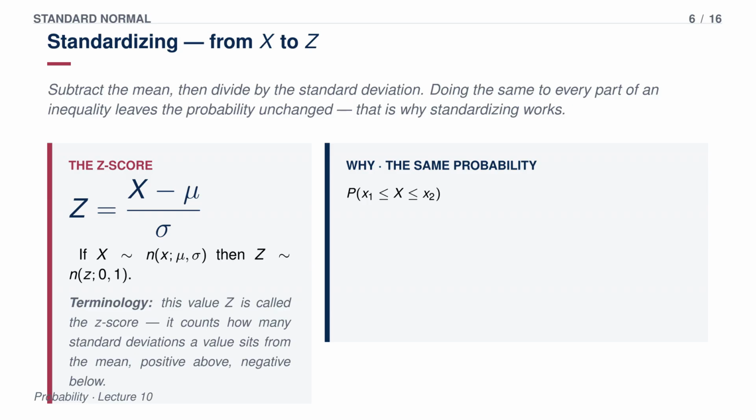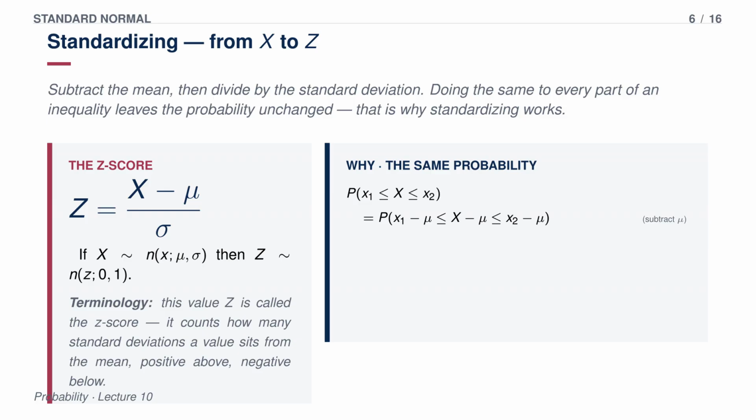Let me show you why it's allowed, because it's really a one-line idea. Start with the probability x is between x1 and x2. Okay, walk me through it. Subtract mu from all three parts of the inequality. The probability doesn't change. It's like sliding a ruler an inch to the left. Every mark now sits over a different spot, but a 1-inch gap is still a 1-inch gap. We've just shifted everything by the same amount. Love that. The ruler trick.